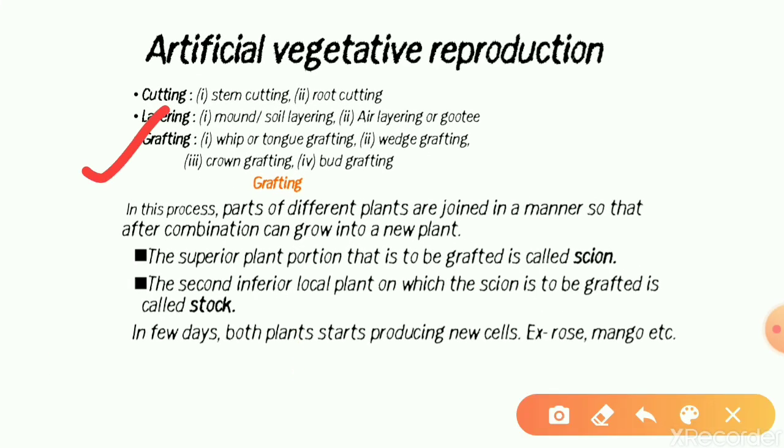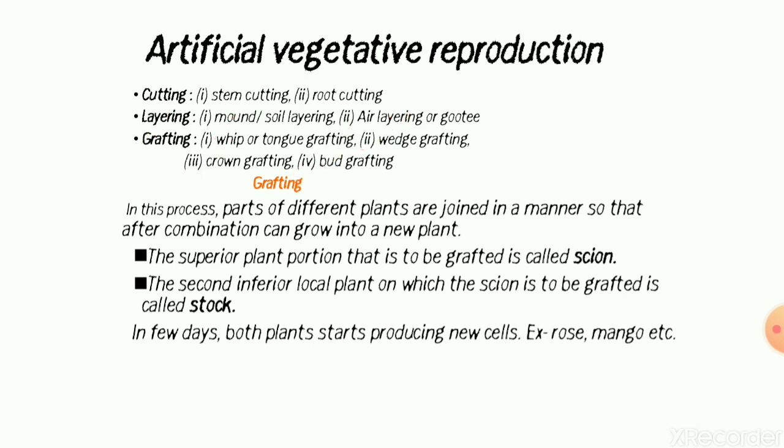This is grafting. In grafting, two different parts of a plant are joined together in a manner so that after combination they can grow into a new plant. Grafting is of four types: whip and tongue grafting, wedge grafting, crown grafting, and bud grafting.